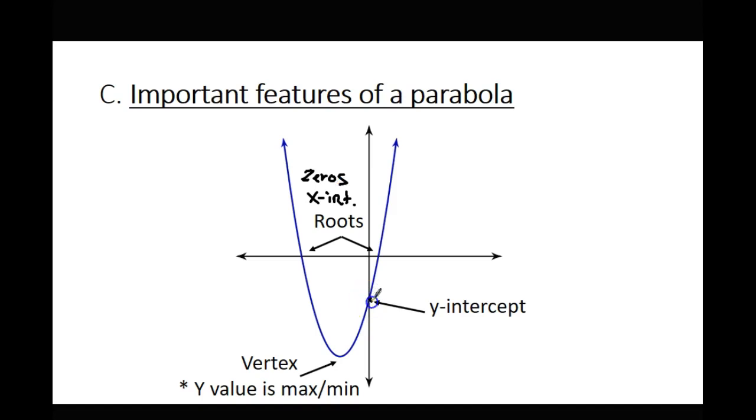Now, the place where it touches the y-axis, we know that well from linear functions. That's called the y-intercept. We already know that this is called the vertex. Now the y value of your vertex is what we call the maximum value or the minimum value. Not the x value. Actually, the x value tells you where your axis of symmetry is. You guys remember that word from Algebra 2 maybe? Now, the x value, you can call your axis of symmetry. But the y value is called the max or min.